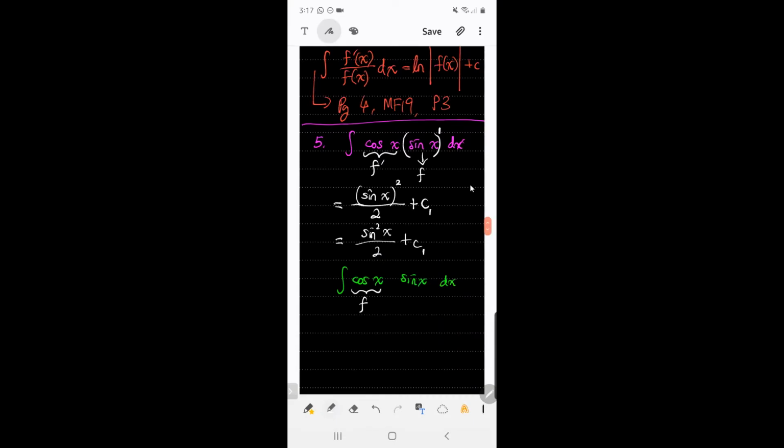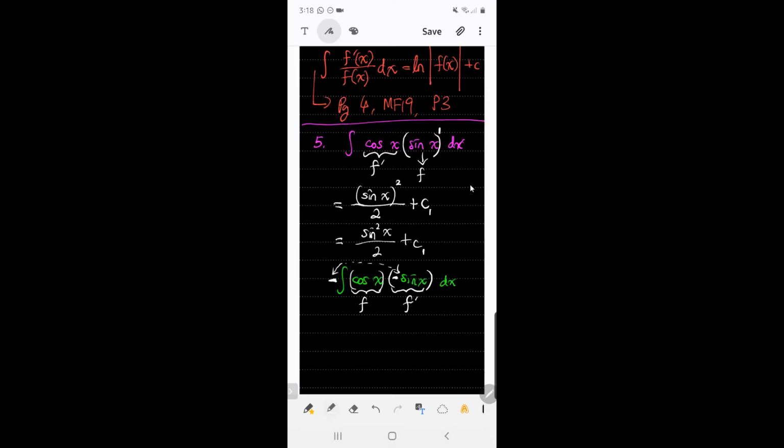Also can. Let my f of x be my cos x. Then in this case, you would have f prime as sine x. Okay, sorry, f prime is not sine x, but you can adjust it to negative sine x. So therefore, you have cos x times negative sine x. So outside the integral, do not forget you have to add a negative, so that this negative cancels out with this negative and gives you positive.